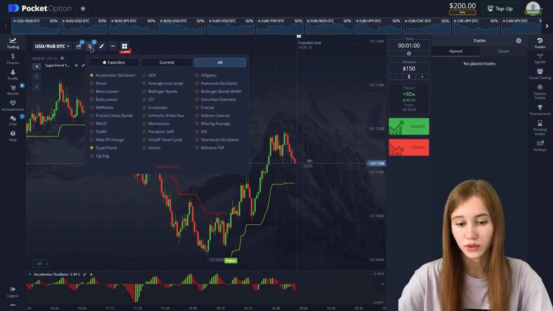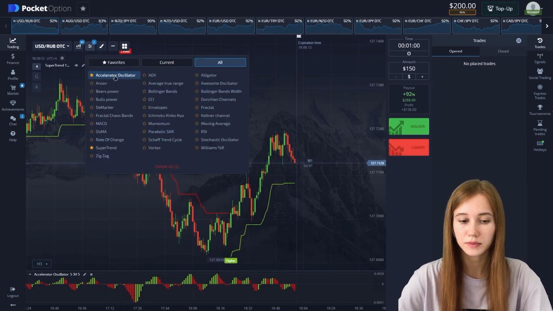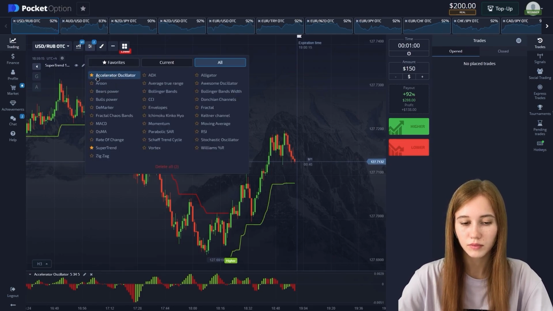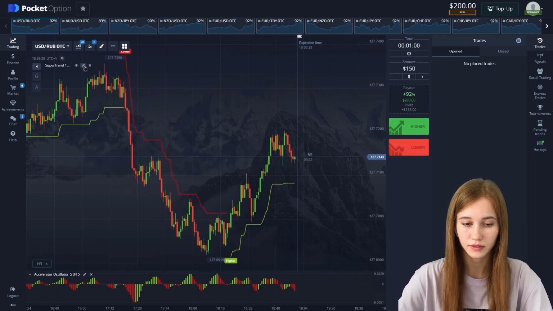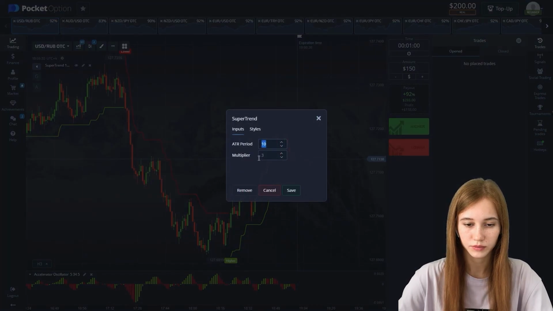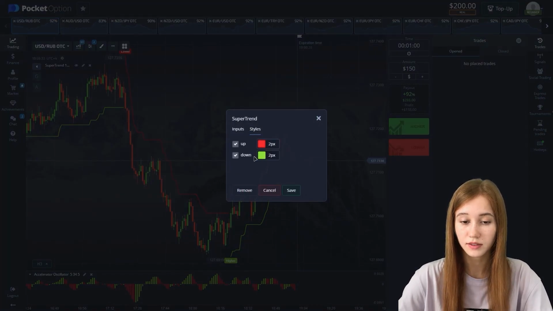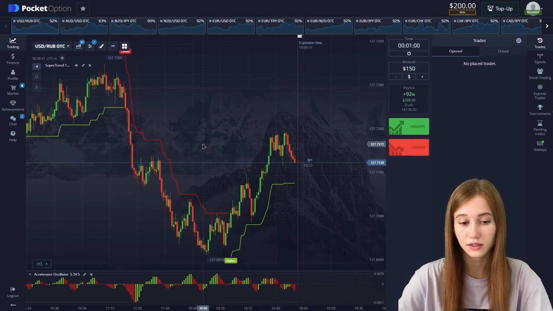Today we'll use two good indicators. The first one is the oscillator. The second one is super trend. Let's talk about it. Super trend, I'll show you the settings. The settings are like this. Period 10, here 3, styles are like this.